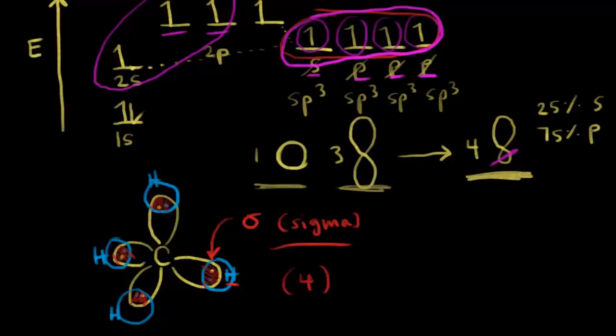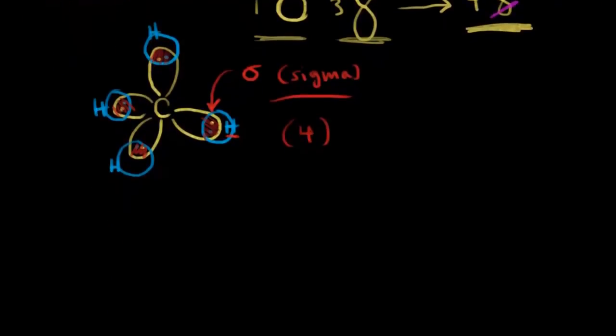Let's look at the ethane molecule now. For ethane, we'll go ahead and draw that in. Ethane would be C2H6. So we have two carbons, so let's draw in those two carbons, and then six hydrogens. We put in our six hydrogens around there like that.